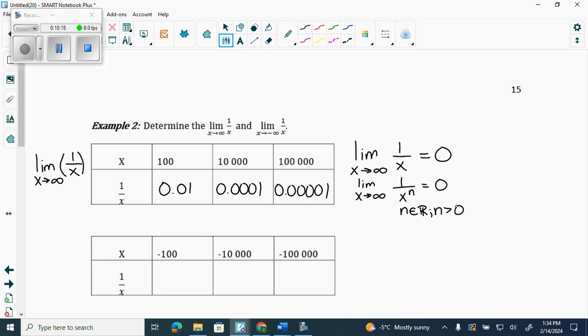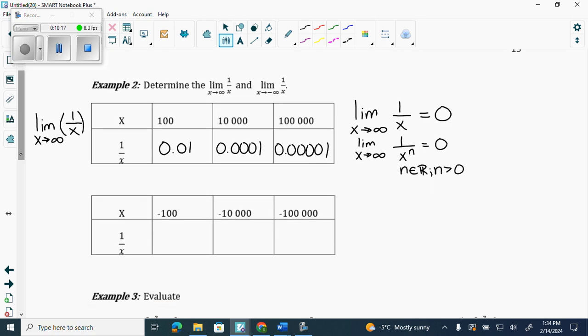Let's look at this one. What if I put in a large negative 100? So I go negative 100. Oh, I get negative 0.01. I put in negative 10,000: negative 0.0001. Negative 100,000: negative 0.00001. So if I approach it from negative infinity, what's it getting closer and closer to? Zero as well, is it not?